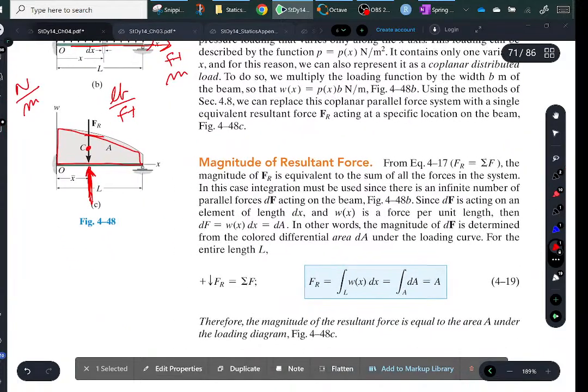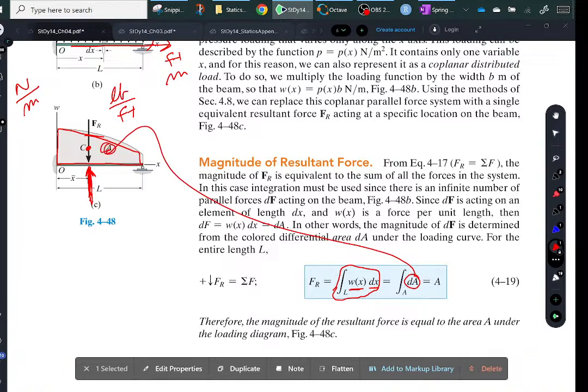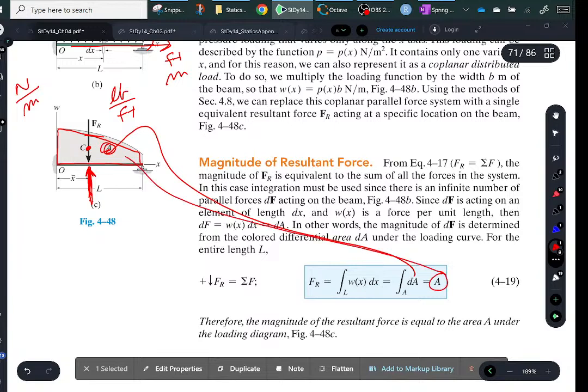So how does he go about doing that? He says, okay, here's my force. I'm going to integrate the weight over the distance. So when he says the area, he's talking about the area of the profile, if you look at it from the side. And so if you're integrating the area, then that's just simply the area.